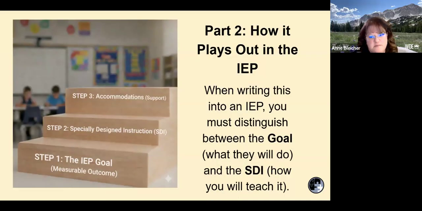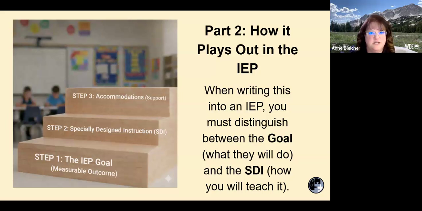And then in terms of how this plays out in the IEP, when you're writing this into an IEP, you have to distinguish between what the goal is, so what they will do, and the SDI, how you'll teach it. And so from a goal perspective, by such and such a date, when presented with a list of 10 to 12 multi-step items or information pieces, the student will independently categorize chunk into 3 to 4 thematic groups with 80% accuracy, and then how you're going to measure that. And then in the service grid or in the PLAF, you're going to say that they need explicit instruction in cognitive chunking and pattern recognition.